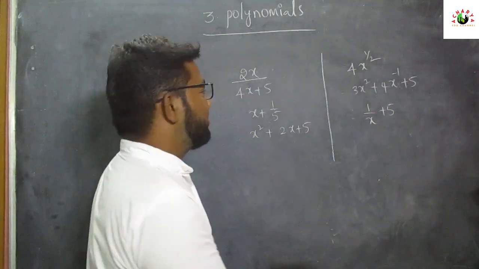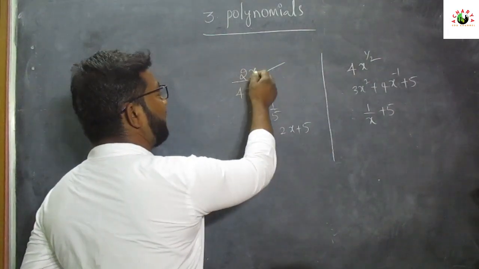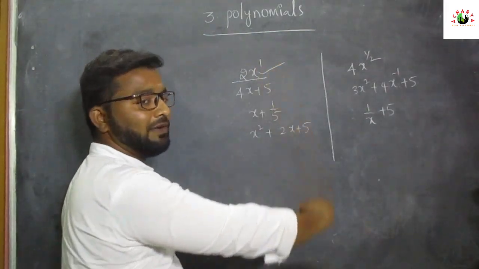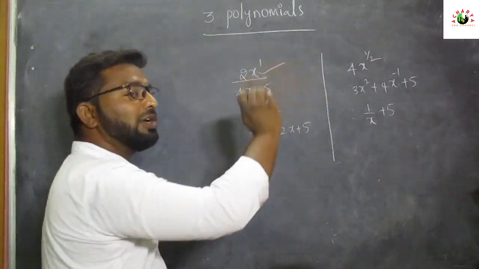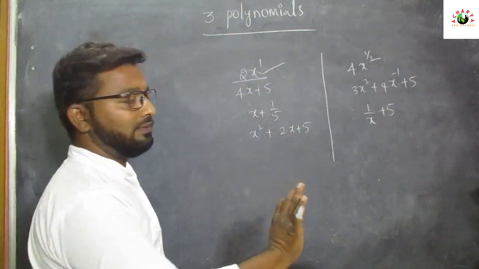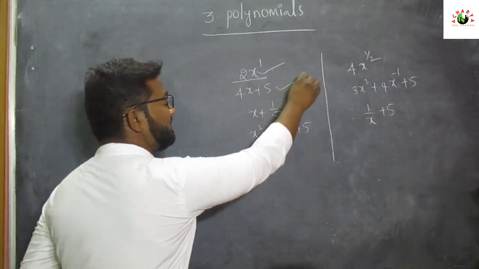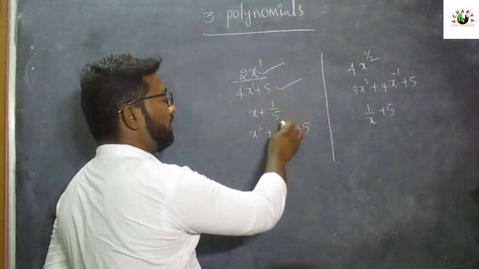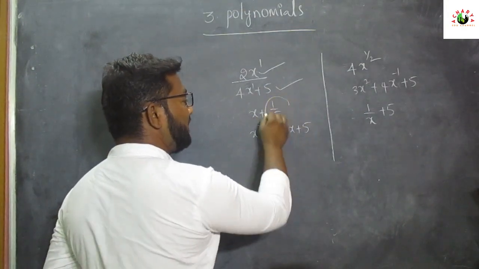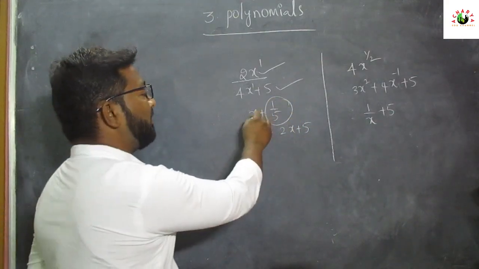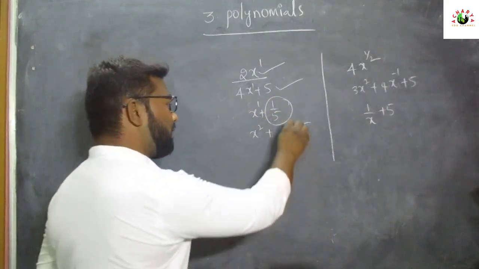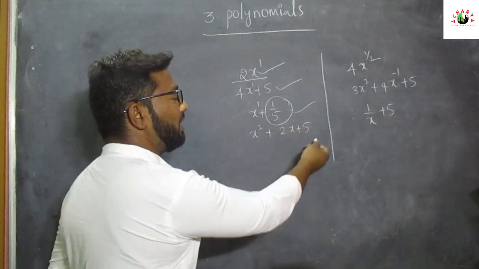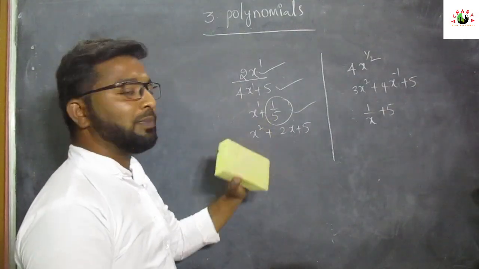So here in 2x, the power of x is 1. This is a non-negative integral power, the power is not negative. Next, 4x plus 5: here also the power of the variable is positive. In x plus 1 by 5, only the constant term is a fraction, and the power of the variable is 1, so it is a polynomial. Here in x square plus 2x plus 5, the power of x is 2, then 1, and the constant term is 5. So these are all polynomials.